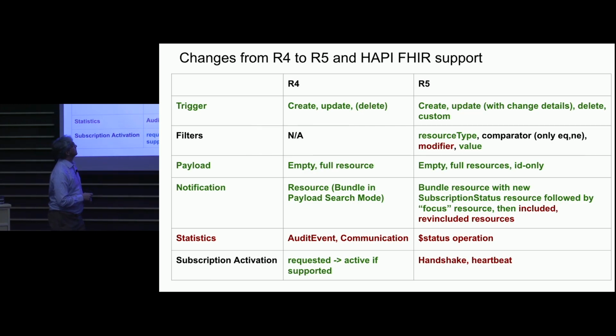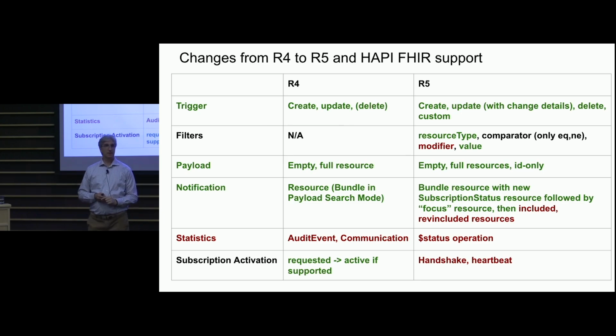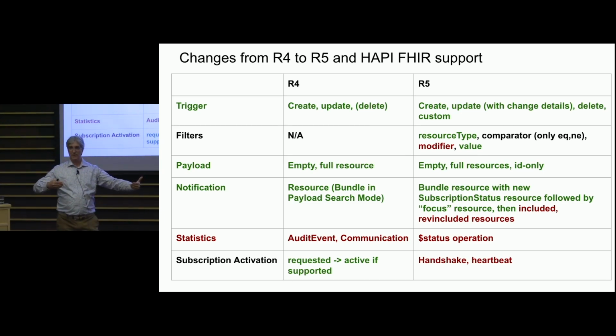R5 supports all these triggers. Something really worth drawing attention to in R5 that is so powerful is that in the update scenario for a subscription, you can now specify the criteria for the previous version of the resource and for the new version of the resource. Imagine you're interested in a state change of a particular resource, like in workflow, you might be watching for particular task state transitions. You can now say, my subscription is on when the resource goes from this status into this status. So really, really powerful.